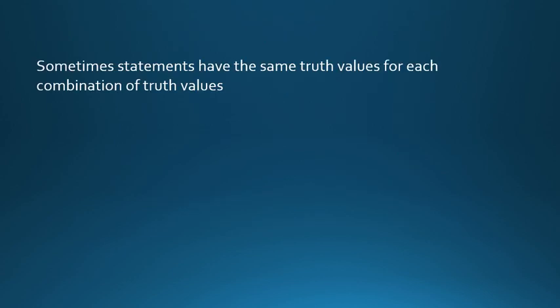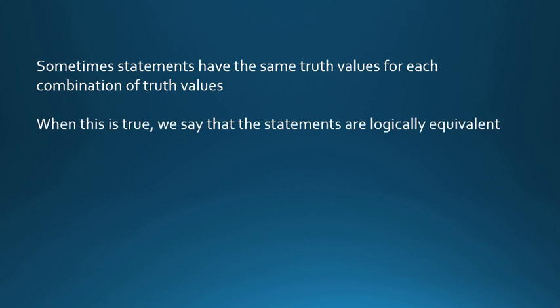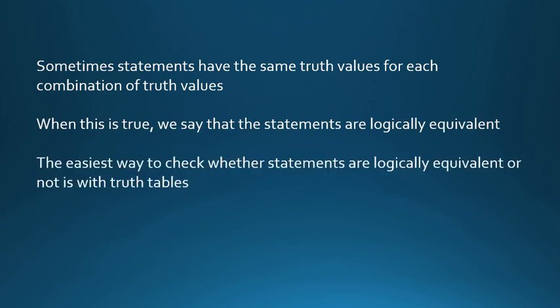Sometimes logical statements or logical forms have the same truth values for every possible combination of truth values of the components. When this happens, we say that the statements are logically equivalent, or the logical forms are logically equivalent. And the easiest way to check whether two statements or two forms are logically equivalent or not is again with the use of truth tables.